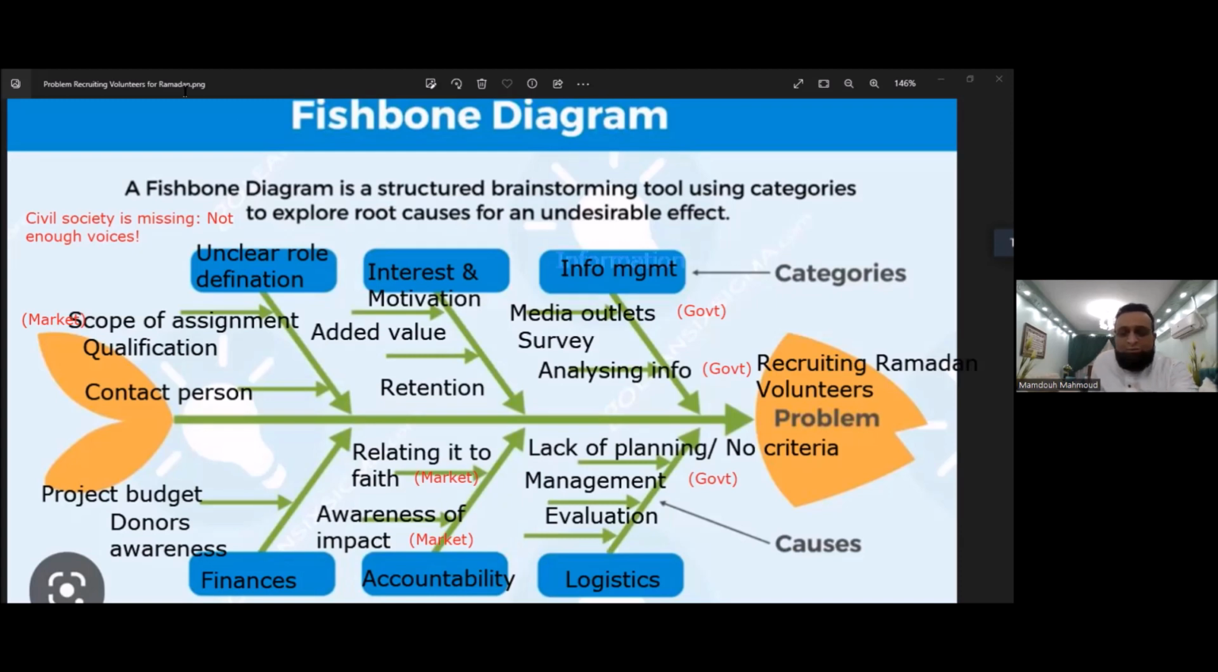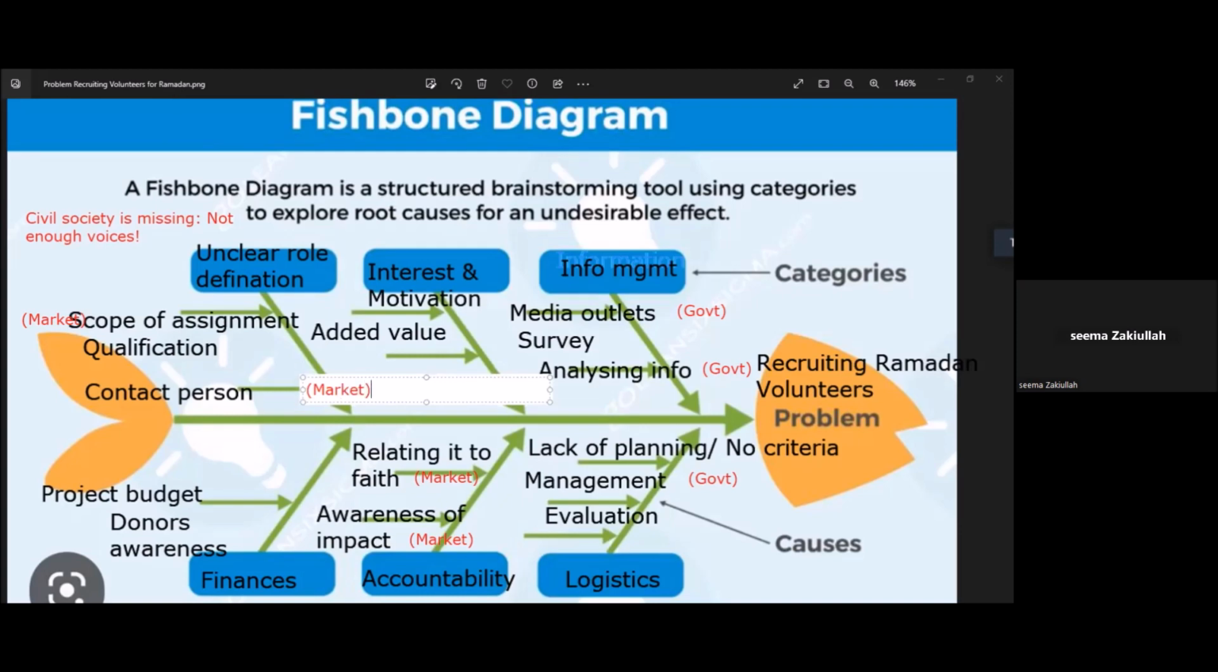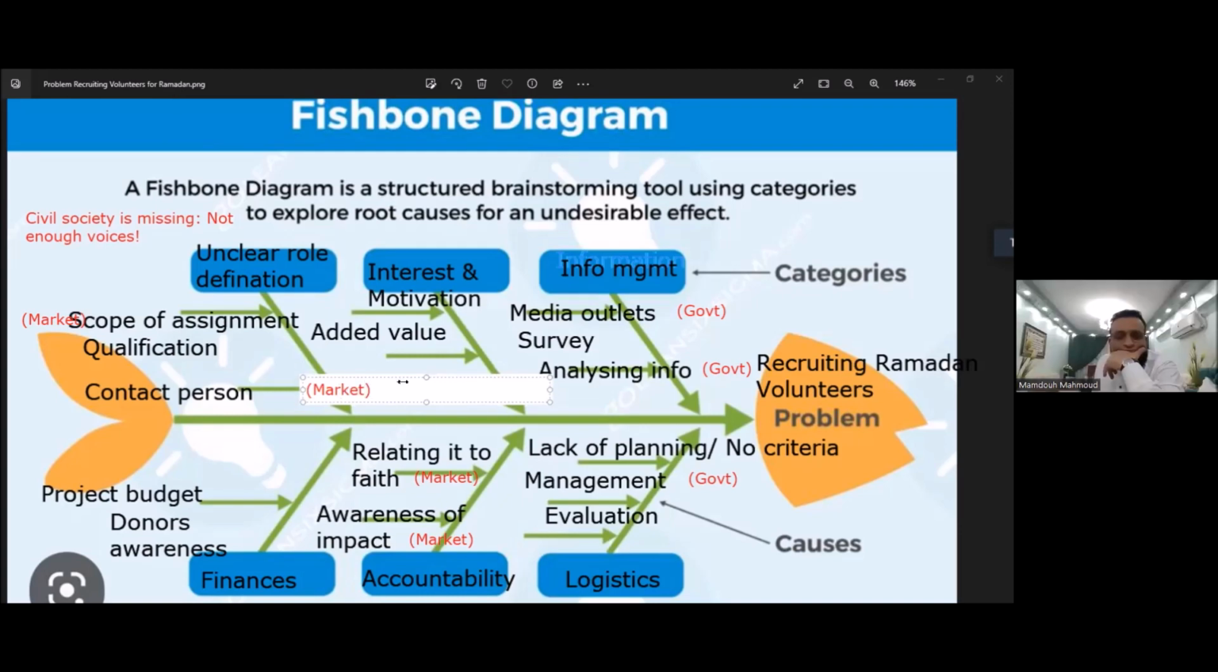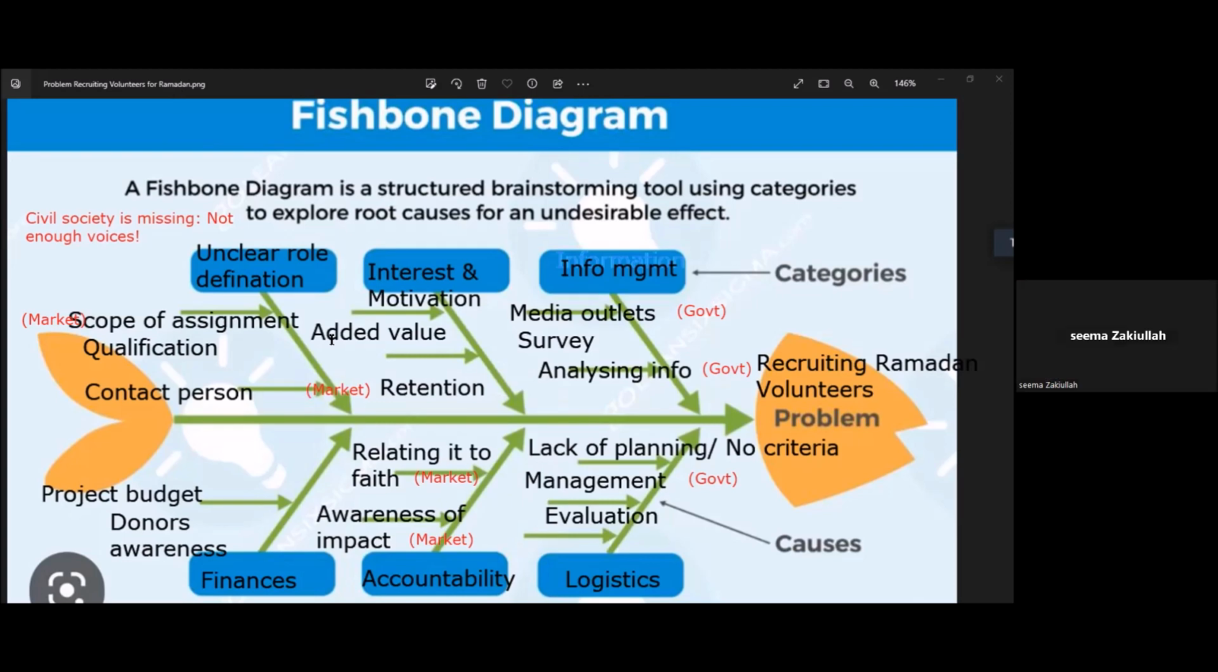So now those 6, 1, 2, 3, 4, 5, 6 red, government or market, can we consolidate them to 3? We just need 3 to work on. What would be the 3 things that we can work on among those 7 things or 6 things that we wrote? 7. Management. Yeah, so management, relating to faith, maybe.